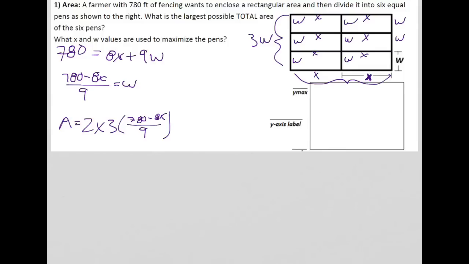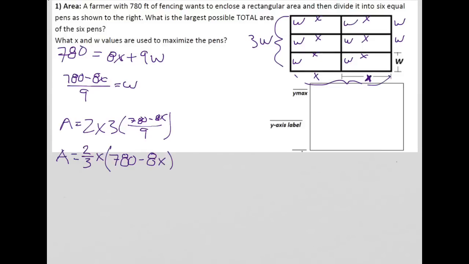Now I need to graph this, so you need to think about what is going to be a realistic domain for this problem. To figure out our domain, we're going to take 780 minus 8x and set it equal to 0, because if we find that 0, we will know our x min is going to start at 0, and we'll know what x max we want. So add 8x to both sides and then divide by 8, and you will get x equals 97.5.